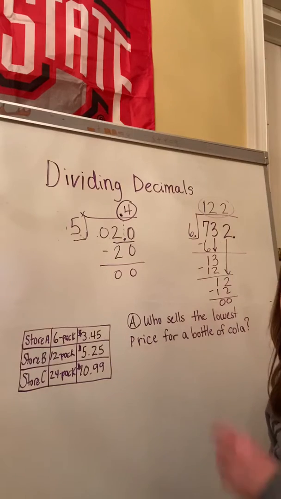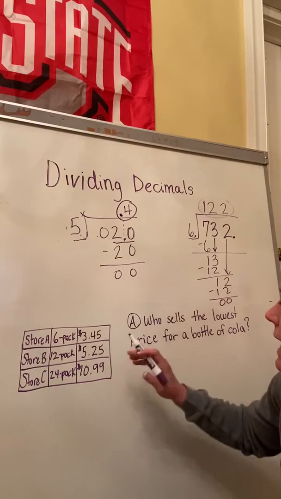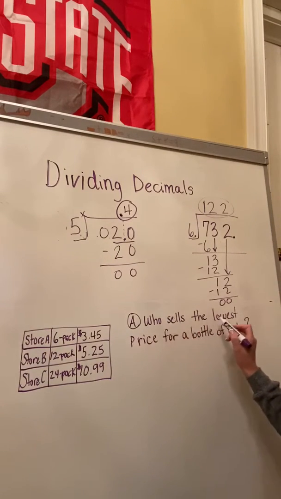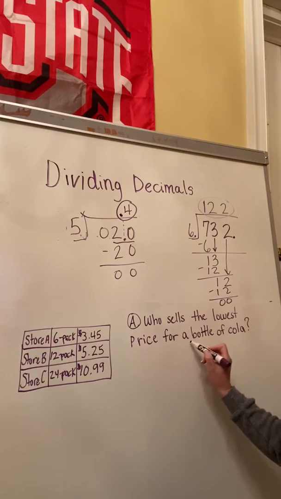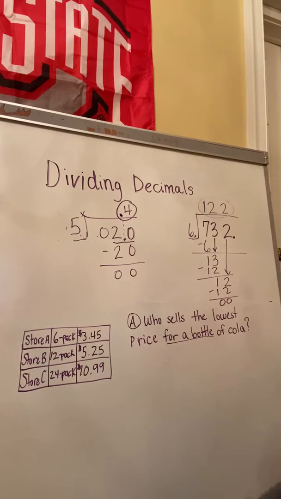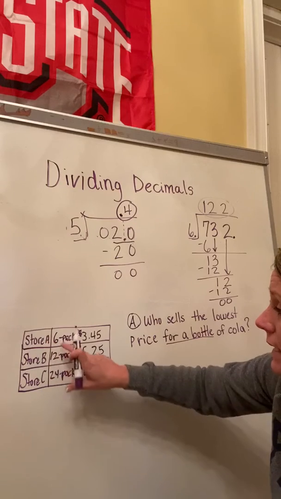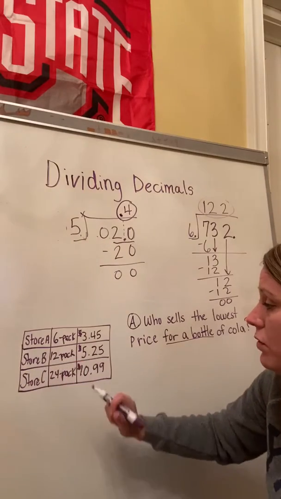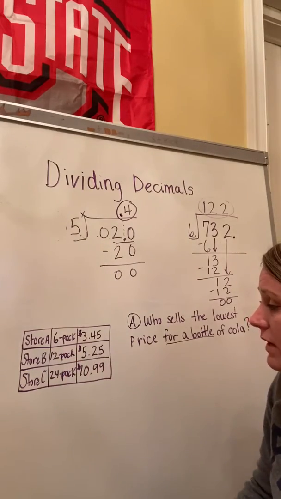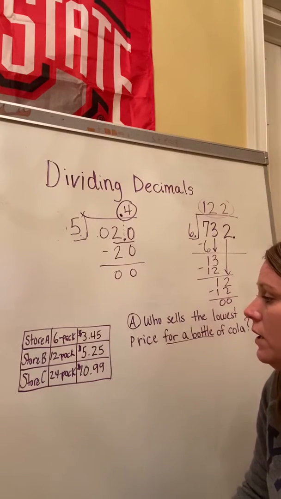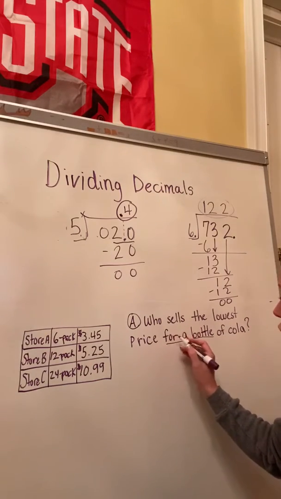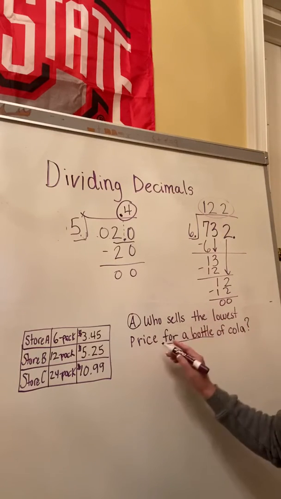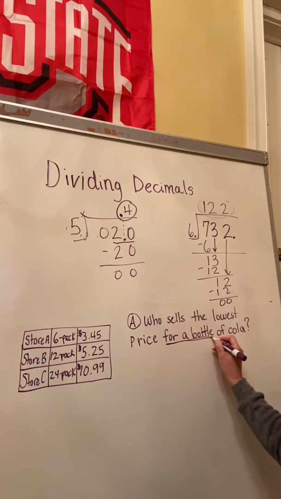Now, the last problem I'm going to go over is a word problem, okay? It says, who sells the lowest price for a bottle of cola? So we have Store A sells a 6-pack for $3.45. Store B sells a 12-pack for $5.25, and then Store C sells a 24-pack for $10.99. The question asks us, who sells the lowest price for a bottle?